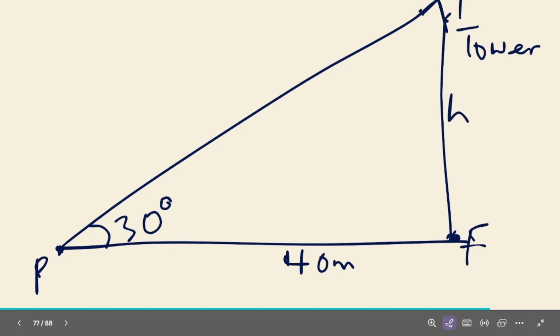With this, you remember to put your 90 to enable you identify the side. So that is your hypotenuse. This is definitely your adjacent, and this is your opposite. So you are looking for the opposite, and you have adjacent. So again, you are using tan. Tan 30 will be opposite over adjacent.